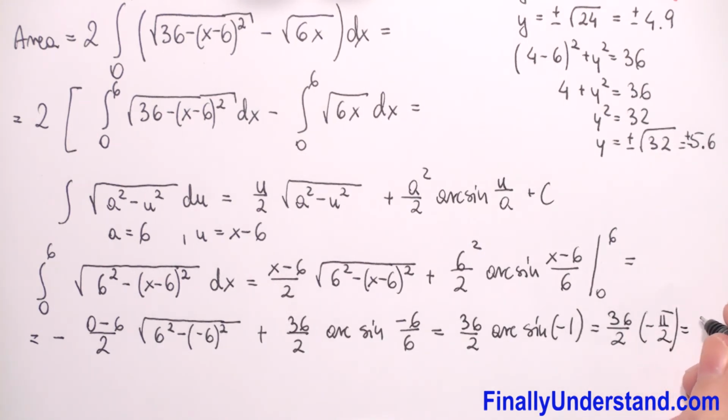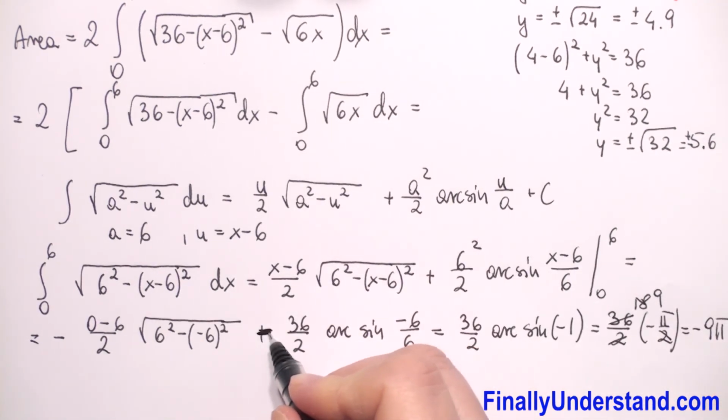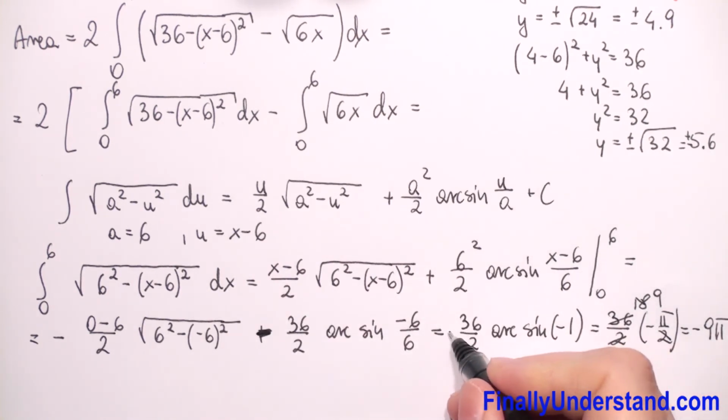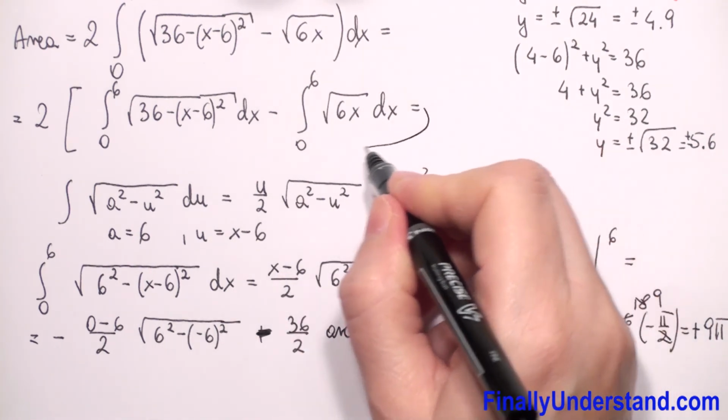So this is equal, we can reduce 36 and 2, of course, this is 18, and now 18 with 2 will be 9. So this is equal to negative 9 pi. Of course, I forgot that we have here a negative sign because we subtract the lower limit. So we have negative, and negative times negative gives me positive. So we have 9 pi. Next, we have to come back to our area.